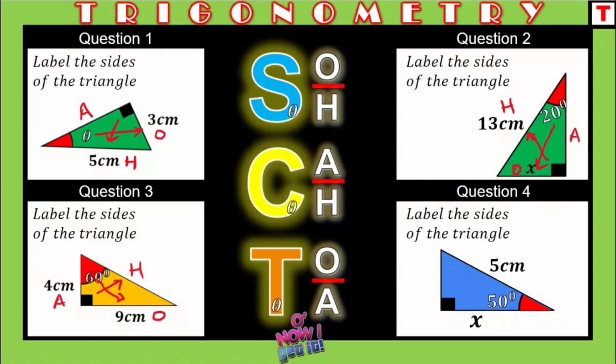Question 4. Again, across from my 90 degrees will be my hypotenuse, the longest side. And across from the 50 degrees will be my opposite. Therefore, this side is going to be my adjacent. So well done again if this is what you have.